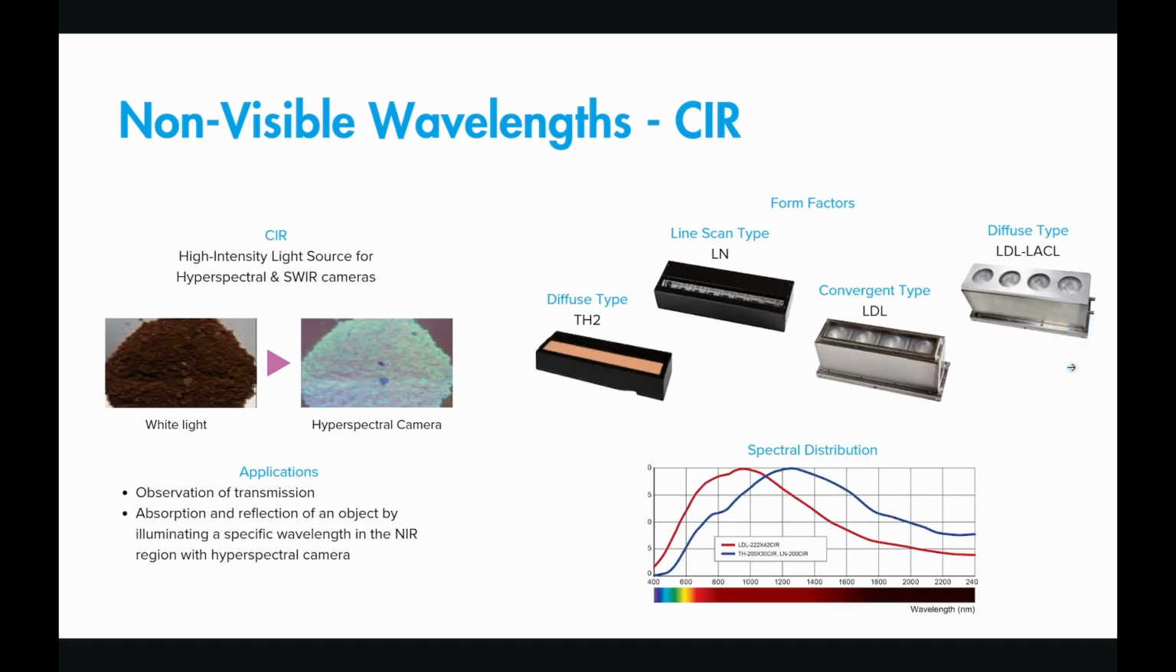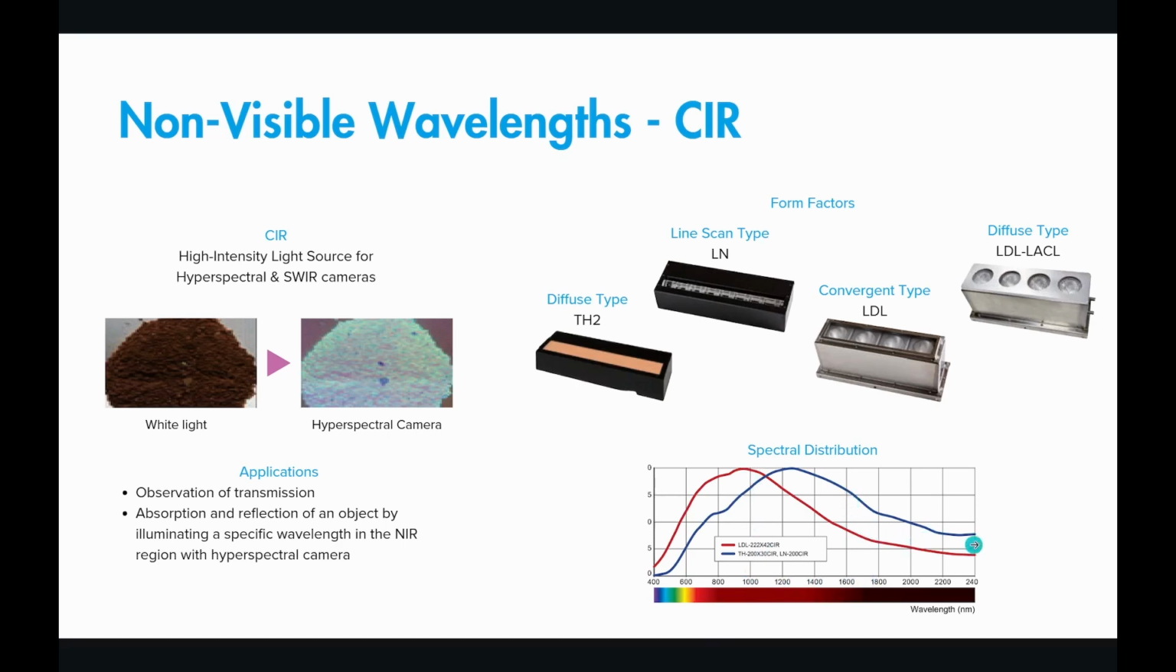Next is the CIR. This is not an LED, this is a halogen light. And the point of this light is the spectral distribution goes very long. It goes all the way out to 2400 nanometers. Most IR lights stop at 940, so 1000. SWIR lights go up to about 1650. And this light goes even further than that.